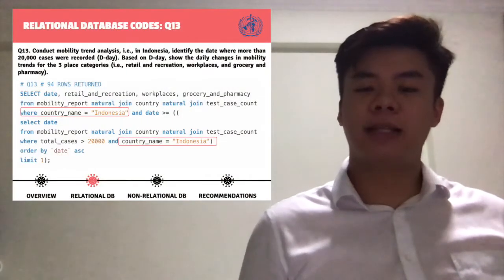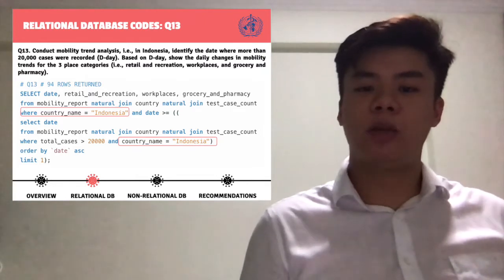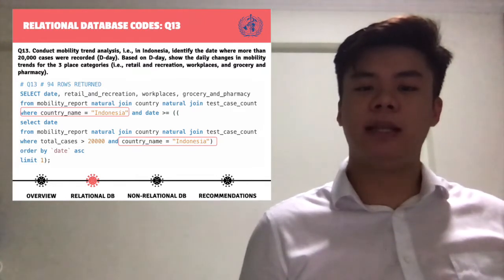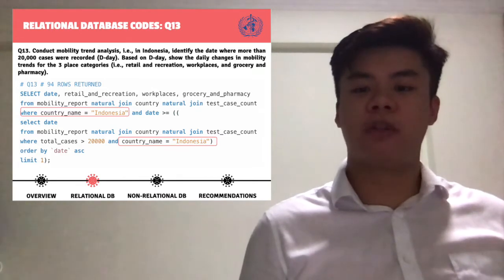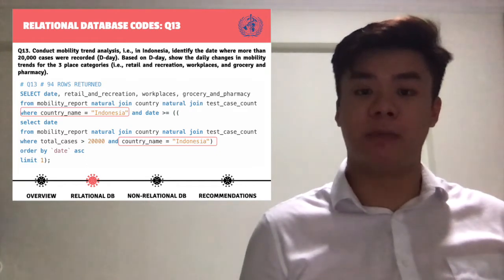And lastly, for question 13, we are supposed to conduct mobility trend analysis in Indonesia and identify the date when more than 20,000 cases were recorded in Indonesia. Based on the date, we must show the daily changes in mobility trends for the 3 place categories, which are retail and recreation, workplaces, and groceries and pharmacies.